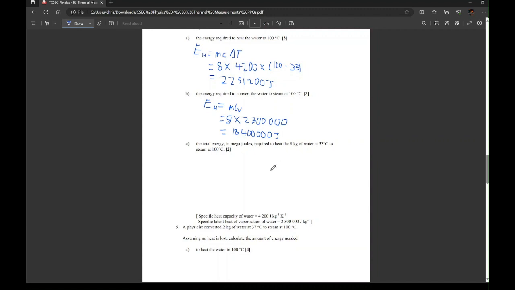And then they're asking for the total energy in megajoules required to heat this 8 kilograms of water at 33 degrees Celsius to steam at 100 degrees Celsius. So for this, we're just gonna add our values that we calculated earlier, but we're gonna have to do some conversions, right? Because we're in joules at the moment and they want it in megajoules. So let's just write down the addition and do it quickly.